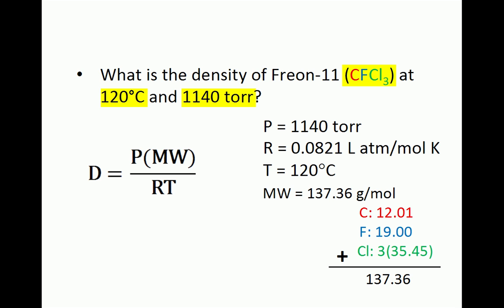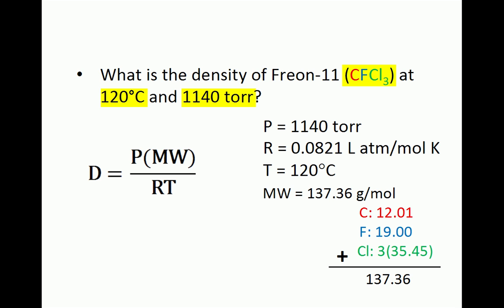We are given the molecular formula of Freon 11, from which we can calculate the molecular weight by adding the atomic masses for all of the elements in the compound. 12.01 for carbon, 19.00 for fluorine, and 3 times 35.45 for chlorine, for a total of 137.36 grams per mole.